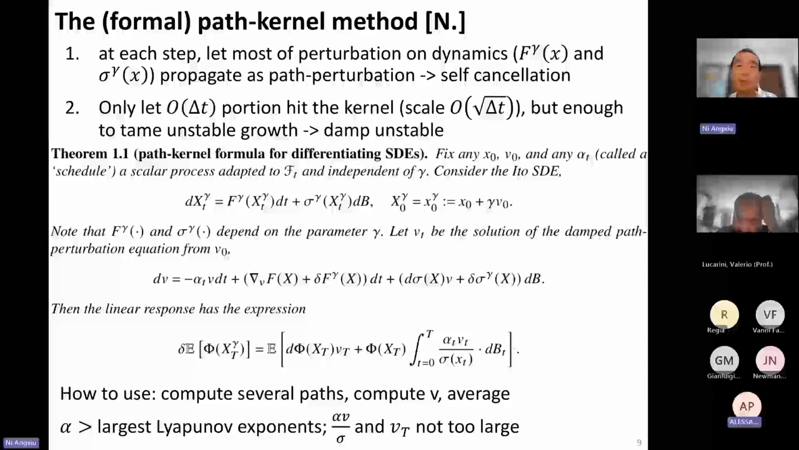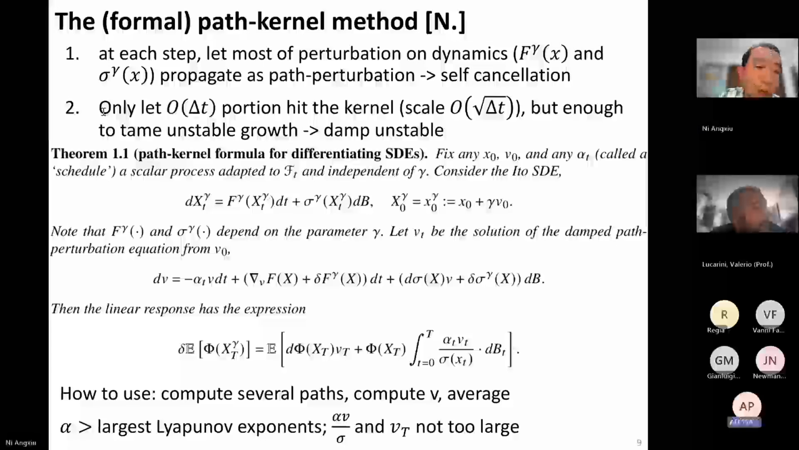The first is what I call the path kernel method. The basic idea is that at each time step, we let most of the perturbation on the dynamics, meaning on the drift and on the diffusion, propagate as the path perturbation. This would lead to the self-cancellation of the perturbations. Otherwise, the scale of the perturbation would be proportional to the Brownian increment, and that would be too large compared to the probability kernel. But now I let most of the perturbation propagate and self-cancel. So that overcomes the issue of the kernel differentiation.